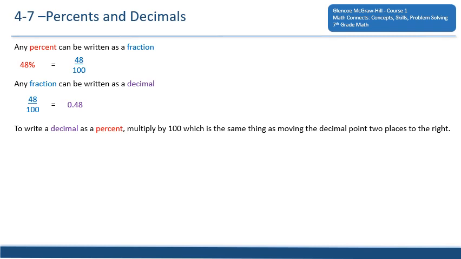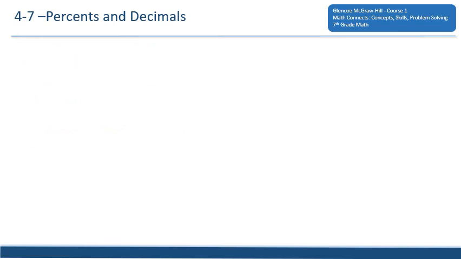To write a decimal as a percent, multiply by 100, which is the same thing as moving the decimal point 2 places to the right. So now instead of going from percent to decimal, we're going from decimal to percent. If we have 0.48, it equals 48%. So the math is 0.48 times 100. If we do the math out, we get 4,800, but we have 2 decimal places that we have to account for. So that gives us 48.